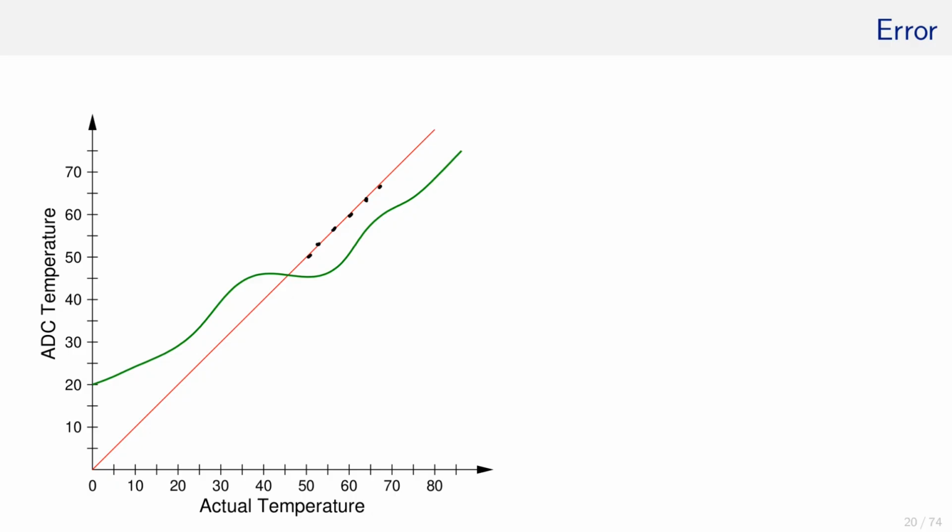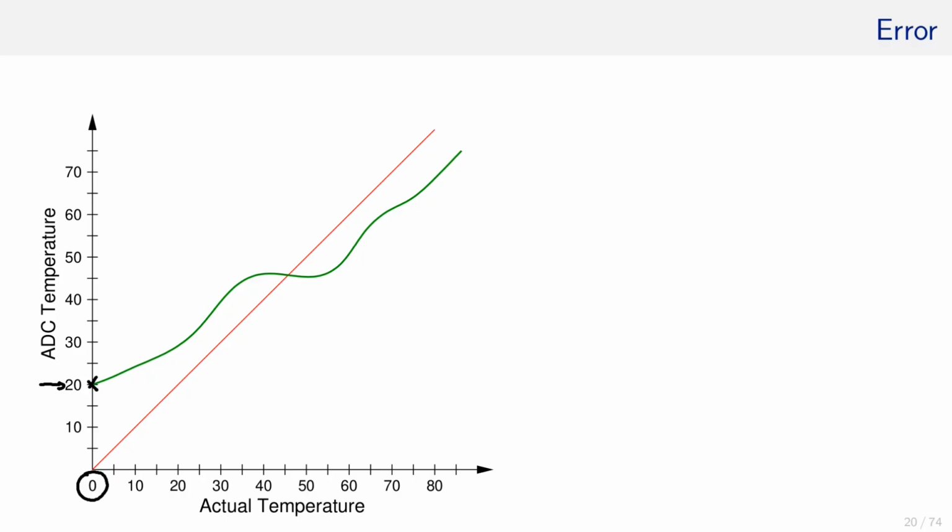But assume we could measure with infinite resolution. It makes life easier for the time being. Unfortunately, the temperature sensor of the ADC does not return the actual temperature, but something represented by the green line. So for instance, if the ambient temperature is 0 degrees, the ADC sensor returns 20 degrees instead, right here. Quite a large error.